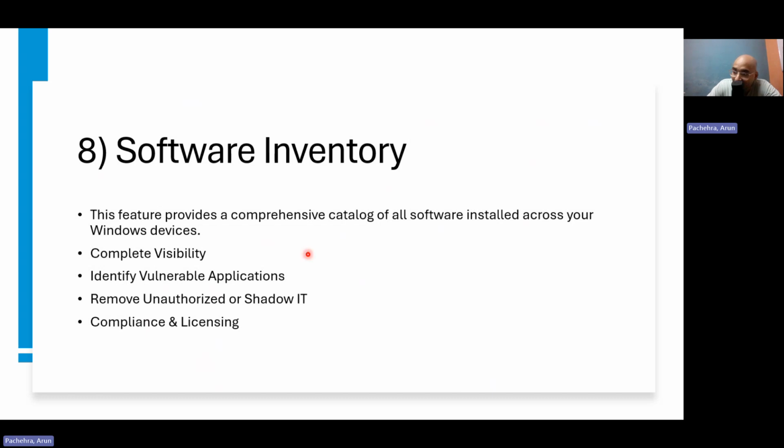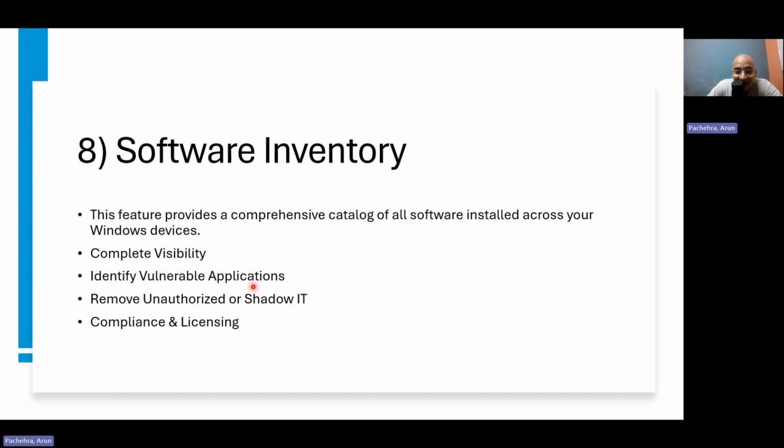So how does it help? Because of complete visibility you are getting inside the devices. Many organizations don't know what's installed across all endpoints. Software inventory ensures IT security has a single source of truth for installed applications. So you're getting complete visibility. Now, identify vulnerable applications. By correlating with CVE databases, DVM flags applications with known vulnerabilities. Example, an outdated Apache Log4j library installed on dev servers.